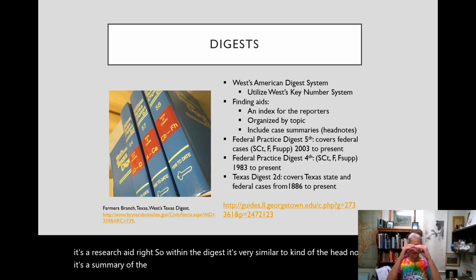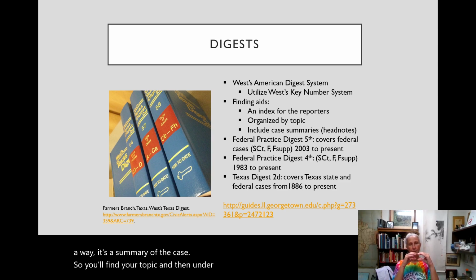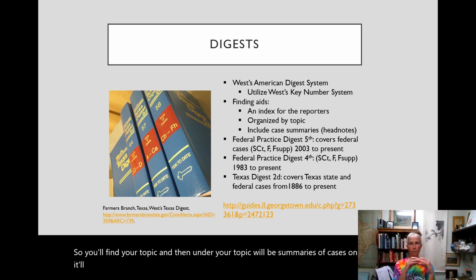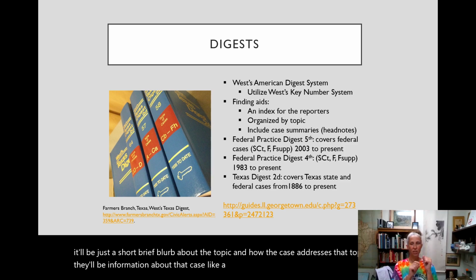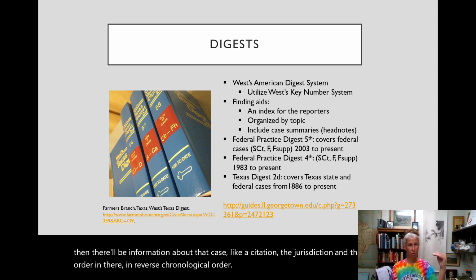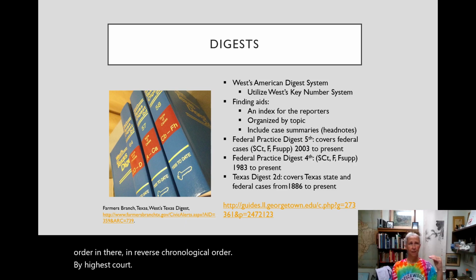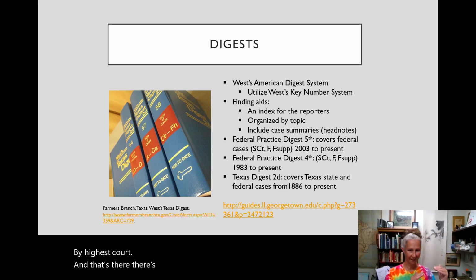So you'll find your topic, and then under your topic will be summaries of cases on point. It'll be just a short, brief blurb about the topic and how the case addresses that topic. And then there'll be information about that case, like a citation and the jurisdiction. And these are in reverse chronological order by highest court. There are variations on that, but that's basically all you need to know.